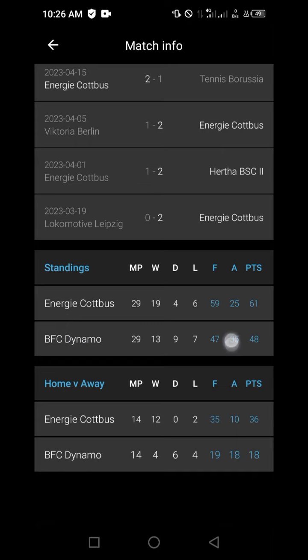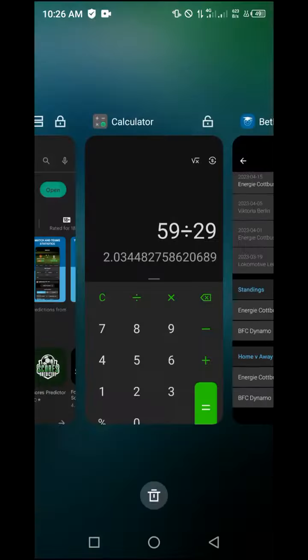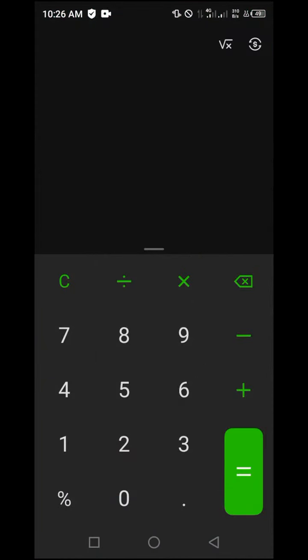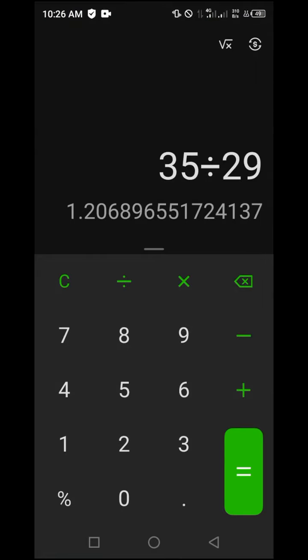We're going to take 35 divided by 29. If it is between 0 to 0.5, and even coming downward, it means it is very defensive. But if it's above 0.5, then the possibility of Energy Cottbus putting in goals here is very possible. So I will use 35 divided by 29, and you can see the rate at which the opponent concedes is 1.2, which is already above 0.5.